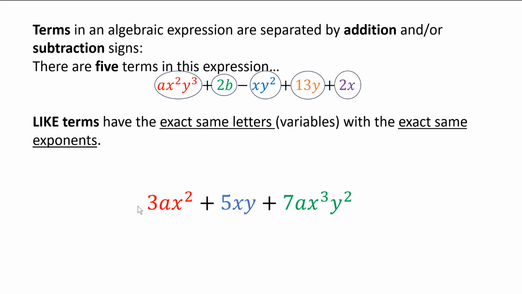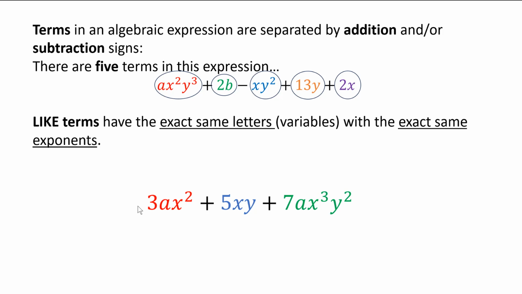So in order to know what a term is, you have to look for an addition sign or a subtraction sign. Don't break terms apart by where there's multiplication. That's not where they break. They break between addition signs and subtraction signs. So that one right there has 5 terms.